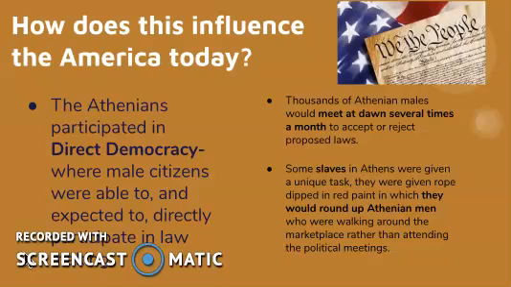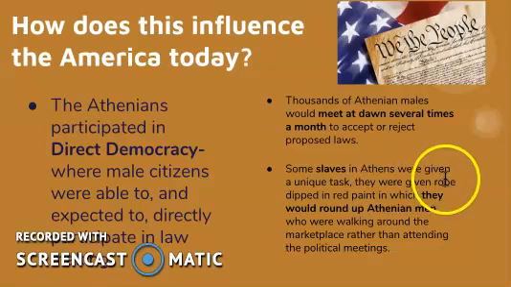How does this influence America today? Direct democracy. It's where male citizens were able to and expected to directly participate in lawmaking. In today's society, people who are 18 or older are expected to vote. Thousands of Athenian males would meet at dawn several times a month to accept or reject proposed laws. So it wasn't just one person making decisions, it was thousands of Athenian men.